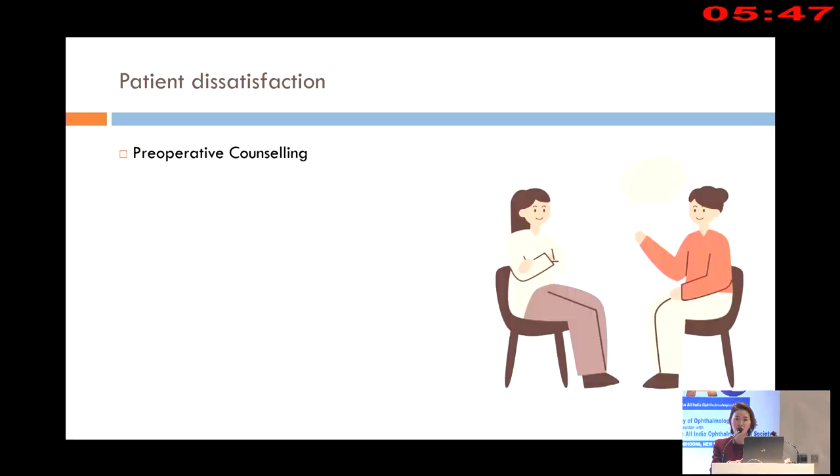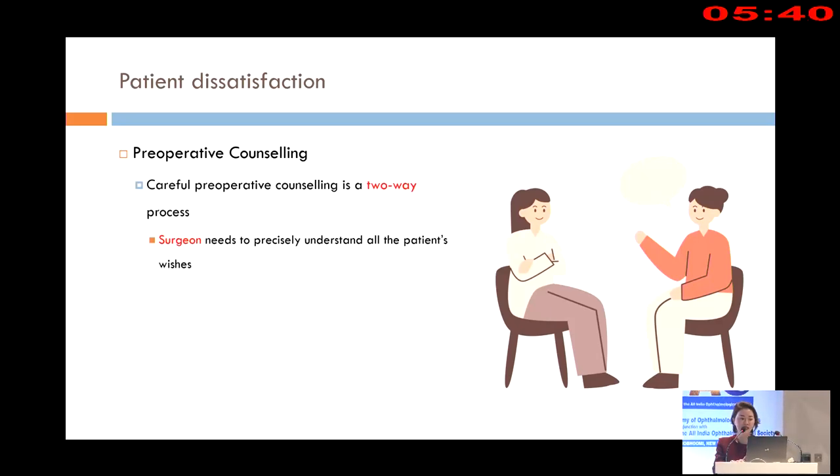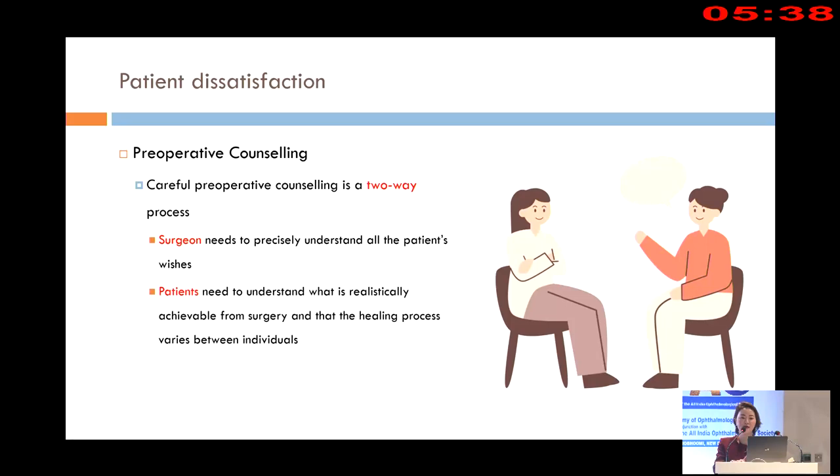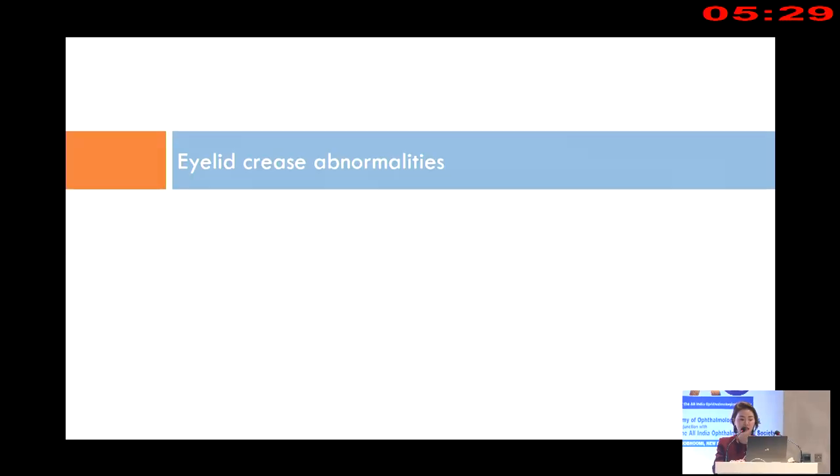So I think it's very important, if you're going to be doing a lot of Asian blepharoplasty, you have to spend a lot of time on pre-op counseling. It's a two-way process. The surgeon needs to precisely understand all the patient's wishes, and the patients need to understand what's realistically achievable from surgery, and that the healing process varies between individuals, and the surgeon should try to convey this message to the patient.